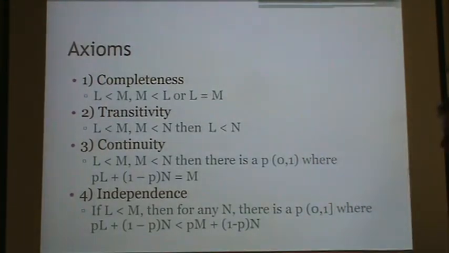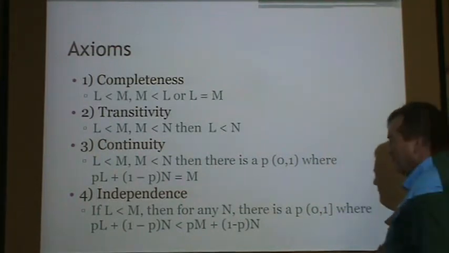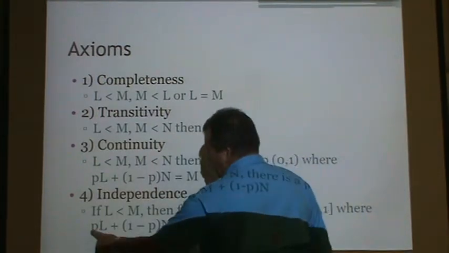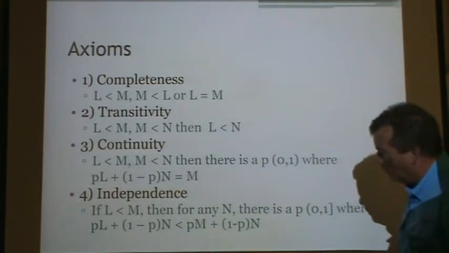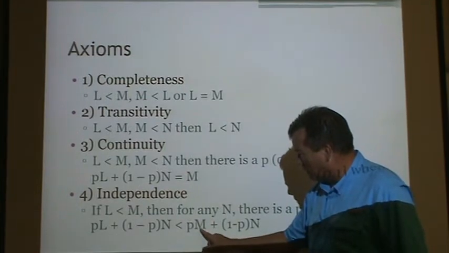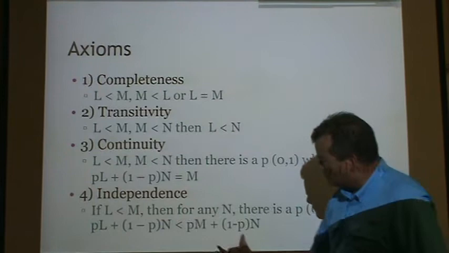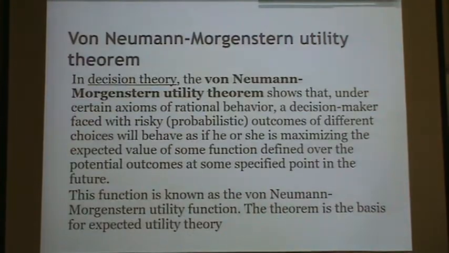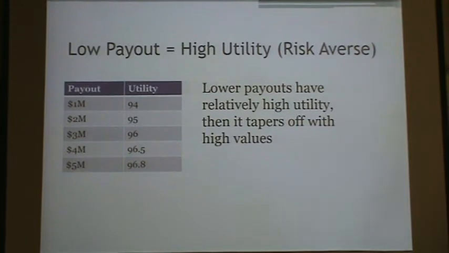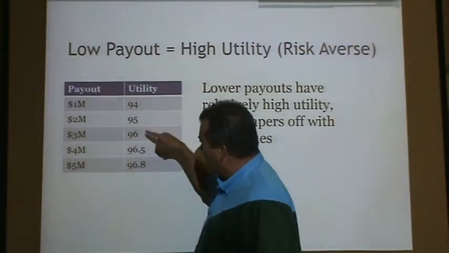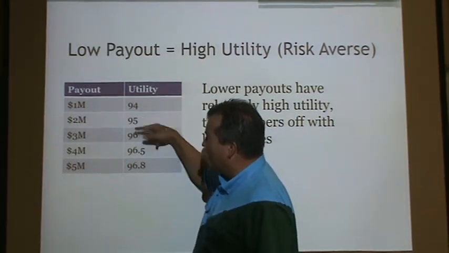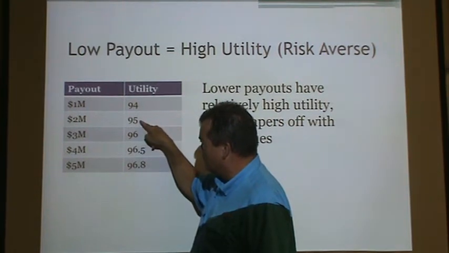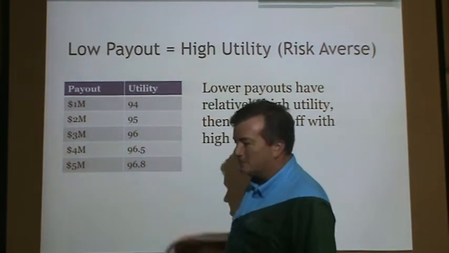And then the last axiom is independence. So if L is less than m, then for any n value, there is a probability p that is greater than 0, but could go as high as 1, where p times L and 1 minus p, the remainder, times n would always be less than that same p weighted times m, and the remainder against the n. So what we're basically saying here, and it kind of shows up pretty obvious in this chart, is if this number, 96, is greater than this number, then any percentage, anything between 0 and 1 times this number, would be less than the same percentage times this number. So as long as that's true.